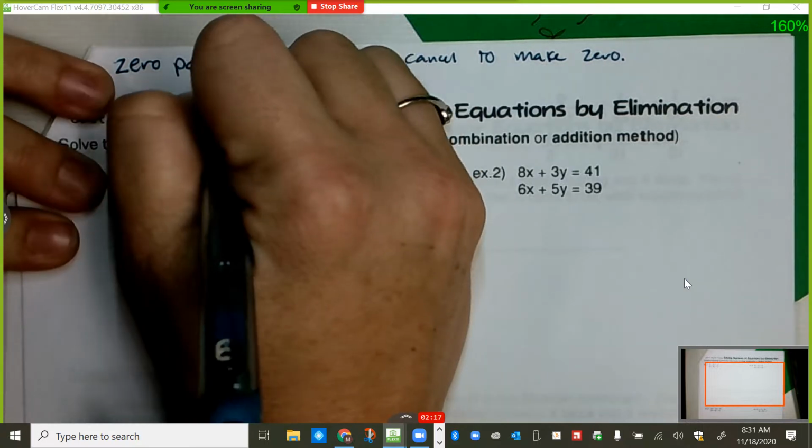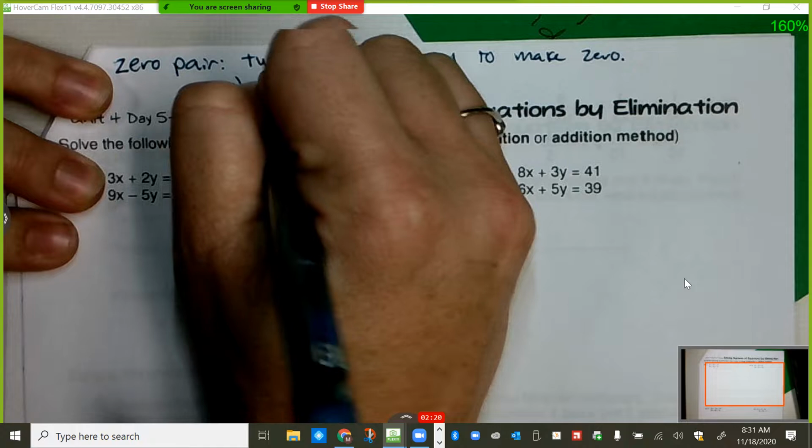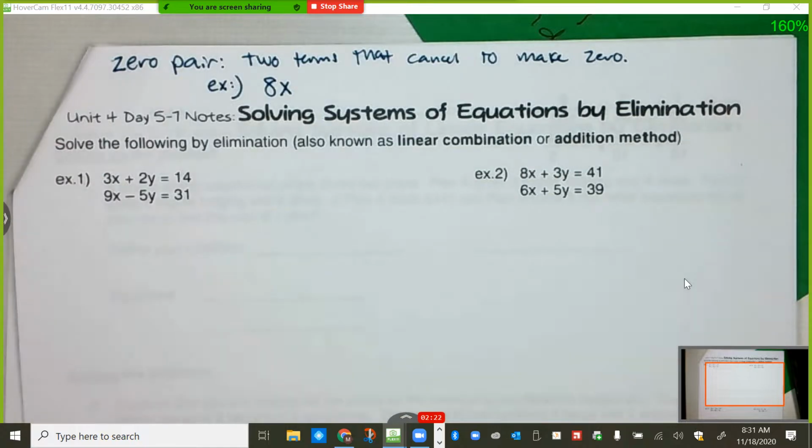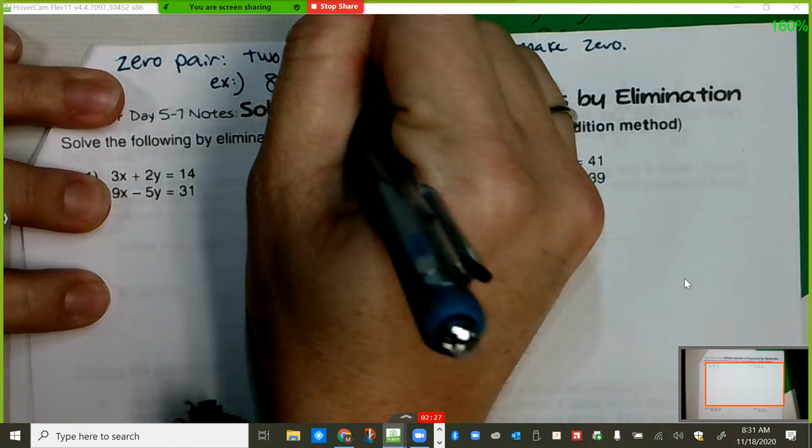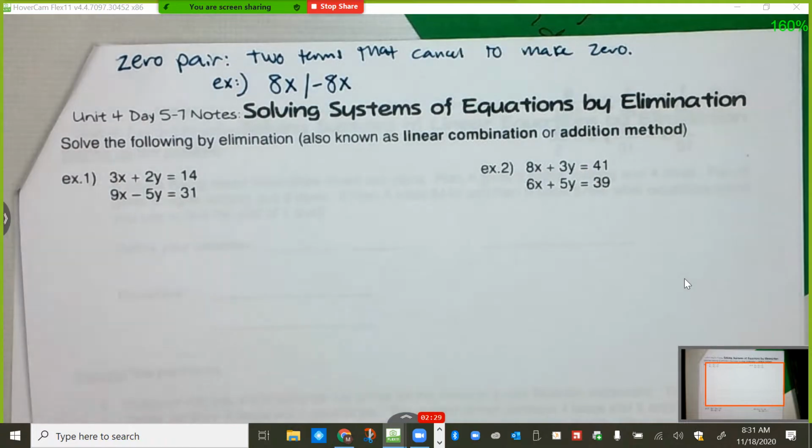So example, what term would cancel a positive 8x? A negative 8x. So guess what? Those are zero pairs. Because if you put them together, what do they make? Zero. Did you see what I'm saying? They're the same term. What's the only difference? A positive versus a negative. That is the only difference in a zero pair. One of them will be positive, one of them will be negative. Other than that, they're equal, right? So that's the big thing we need to know.